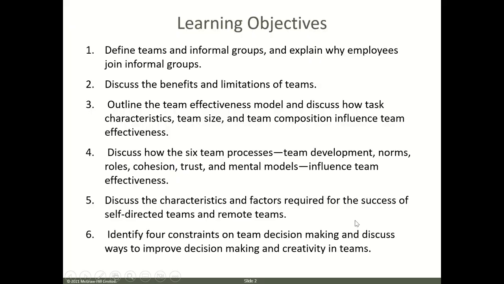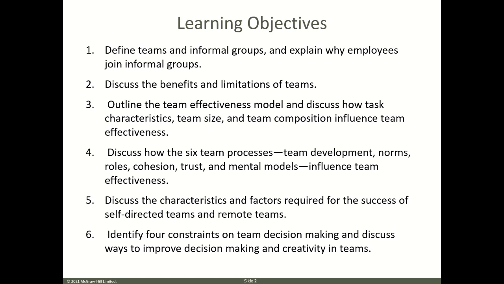So what are the learning objectives here? Define teams and informal groups. Explain why employees join informal groups. Discuss the benefits and limitations of teams. Outline the team effectiveness model and discuss how task characteristics, team size, and team composition influence team effectiveness.